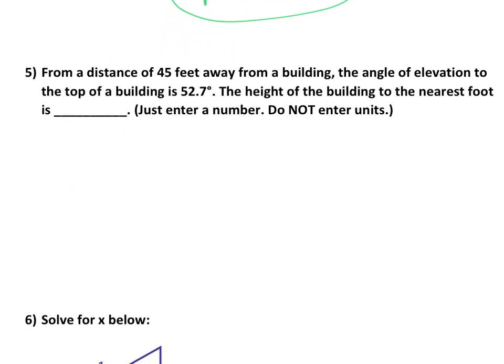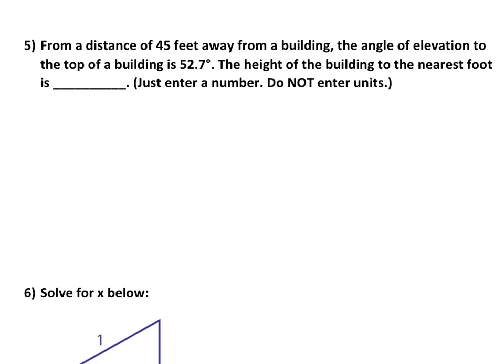From a distance of 45 feet away from a building, the angle of elevation of the top of the building is 52.7 degrees. So let's give ourselves a drawing that we can work with on this one. So we have a building here. I'm going to edit that out. Use the highlighter instead of the pen there. All right, let's try this again. Okay, so we've got a building here.